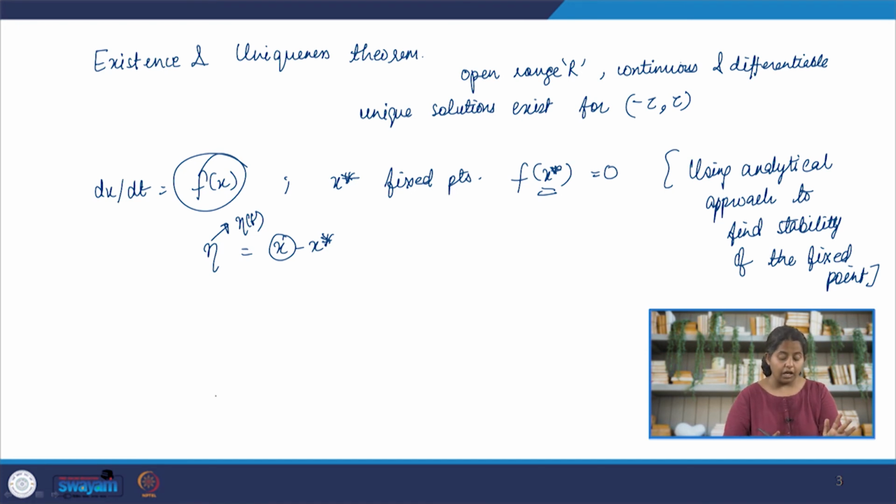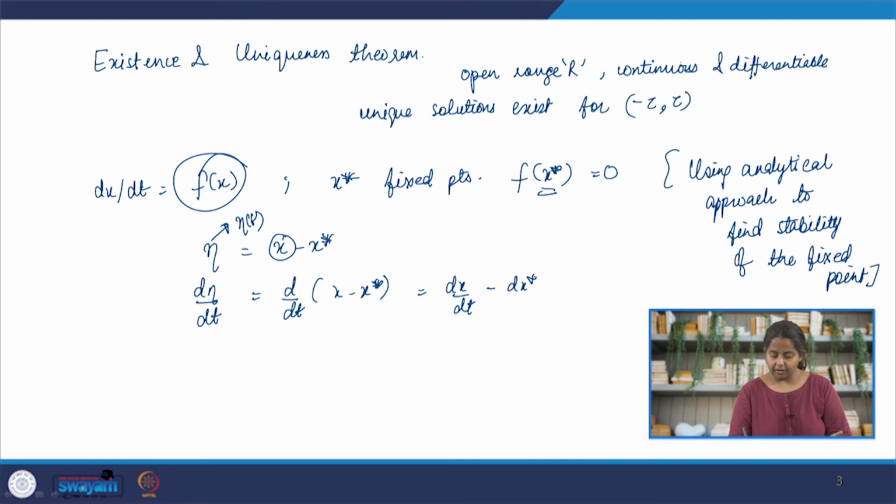We want to figure out how the perturbation is changing. Is it going towards x star or is it moving away from x star? So what we want to figure out is this. Let's do it. So this bracket can be opened up. We end up with dx by dt minus dx star by dt. This is a fixed point, it's a particular point, and then this will be 0.